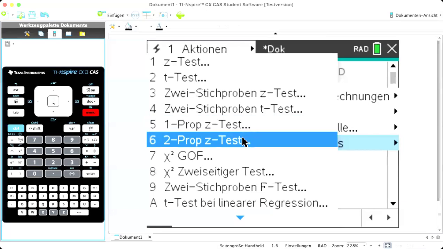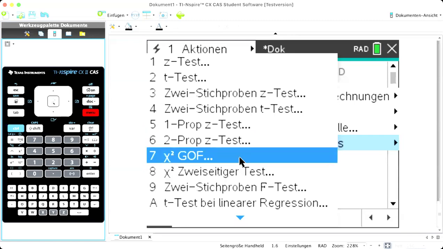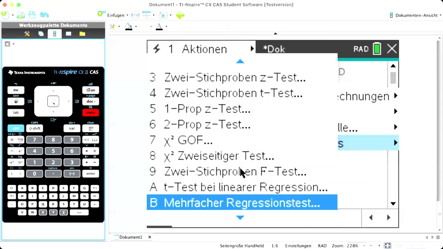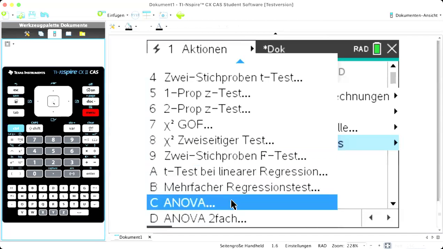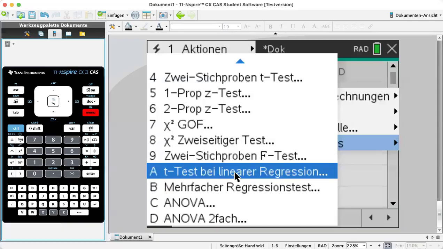Then you have the chi-square test for independence or goodness of fit. Goodness of fit, or what's it called? Yeah, goodness of fit, yes. You also have the ANOVA test, analysis of variance, and the linear regression. The t-test for linear regression.